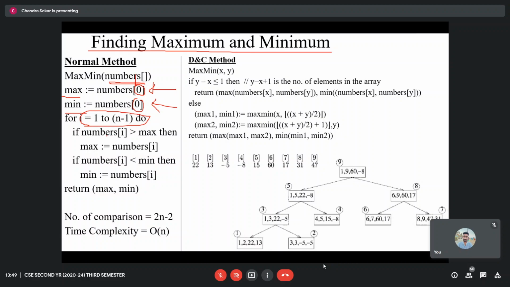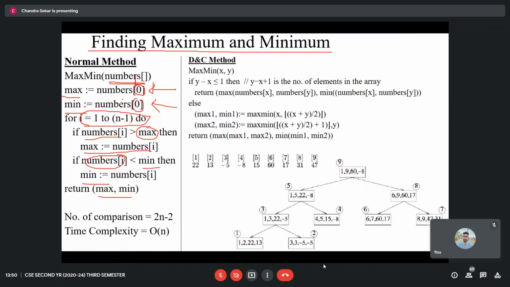If there is any number greater than the current max, then make that number the maximum. Similarly, if you find any number lesser than the minimum value, make it the minimum. This is repeated for all the n minus 1 elements in the array. Finally, the max and min are returned.